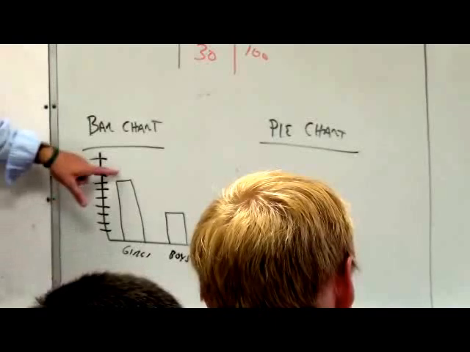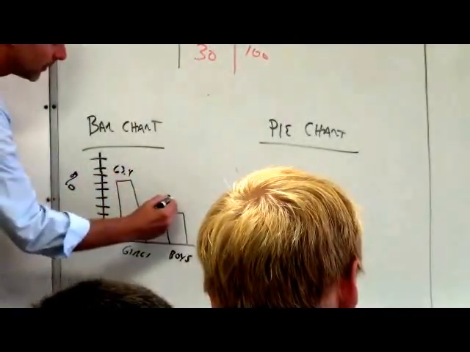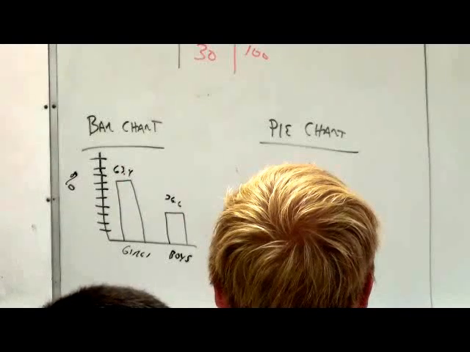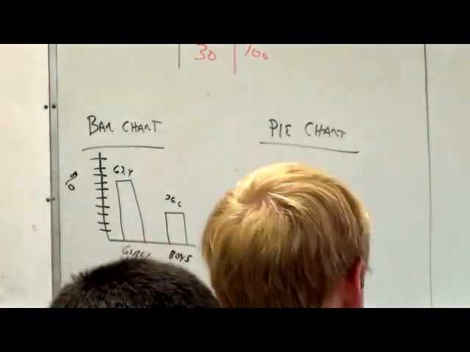I like to actually put the number here, 63.4, 36.6. I do that on all the graphs. The person doesn't have to look over at the column to see exactly what that is. That's just a nice touch for the person.